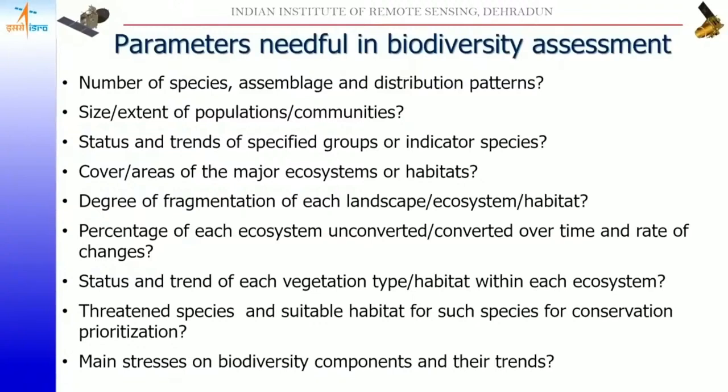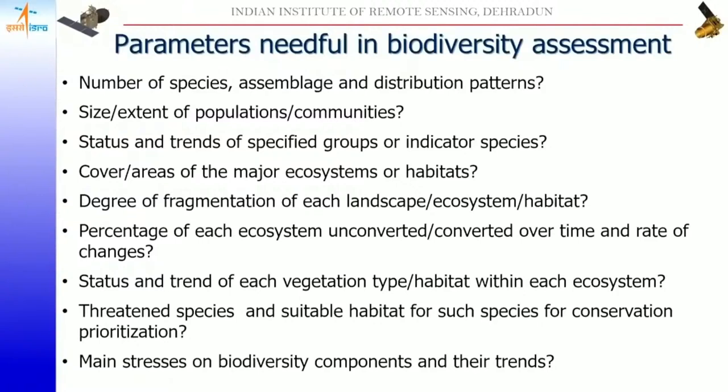the community over the landscape or in any ecosystem, and what the trends or the status of different species are, the indicator species which contribute maximum to any ecosystem, and what the forest cover is, because this is one of the important criteria based on which we can assess the status of the biodiversity, and it also forms the basic data on which we can do various analyses.